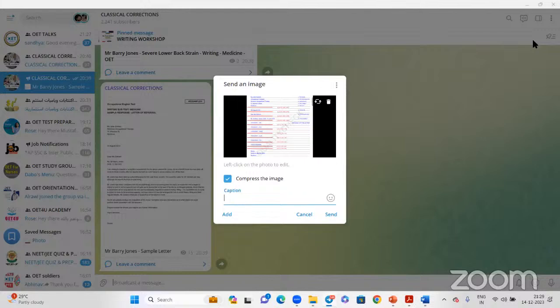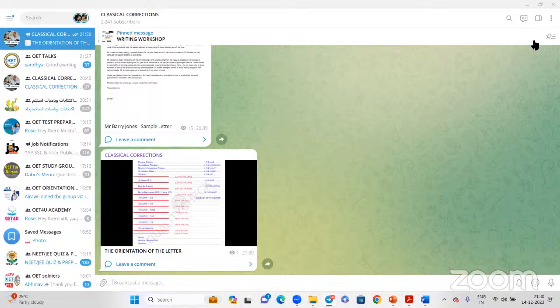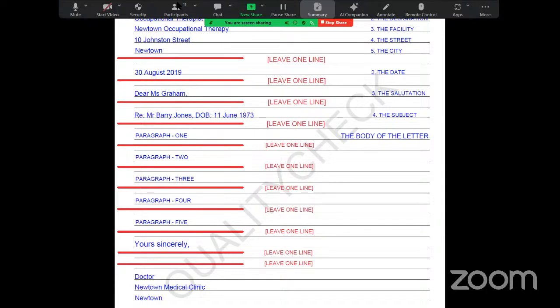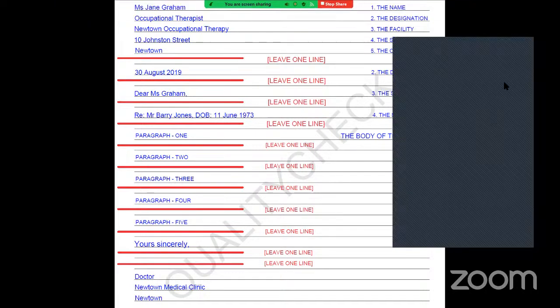So the orientation of the letter. Hope you understood everything very clearly.